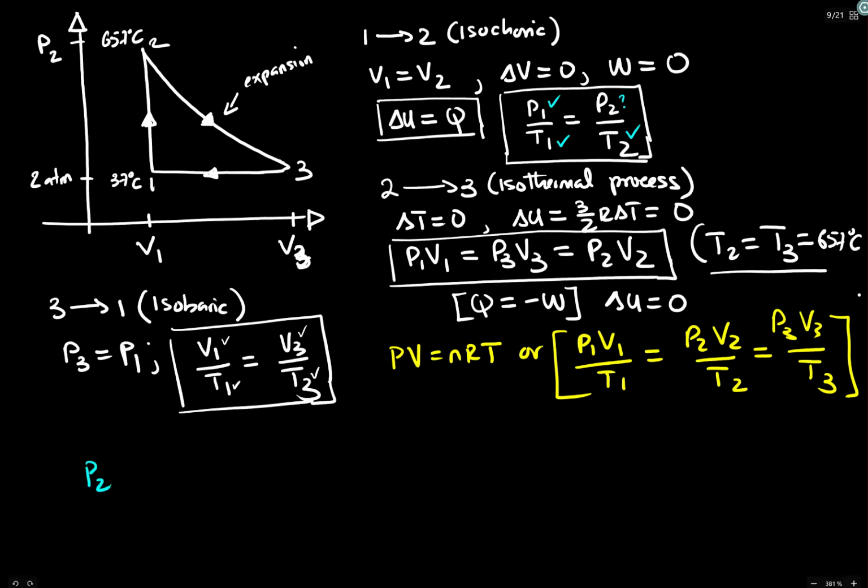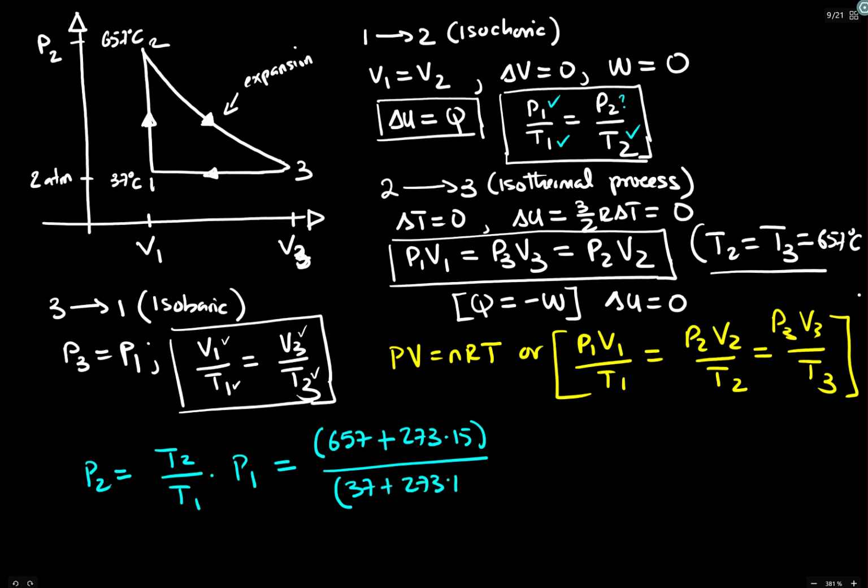So P2 is going to be equal to T2 divided by T1, all multiplied by P1. The temperature T2 is 657. We can convert this to kelvins by adding 273.15, all of this in kelvins, divided by T1, which is 37 degrees. This is 37 plus 273.15, all multiplied by 2 atmospheres.